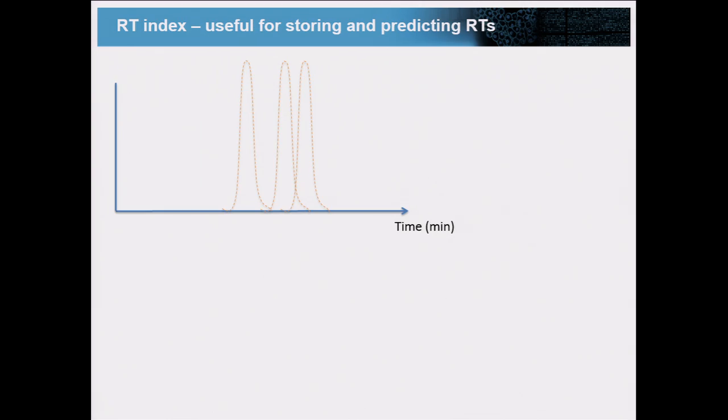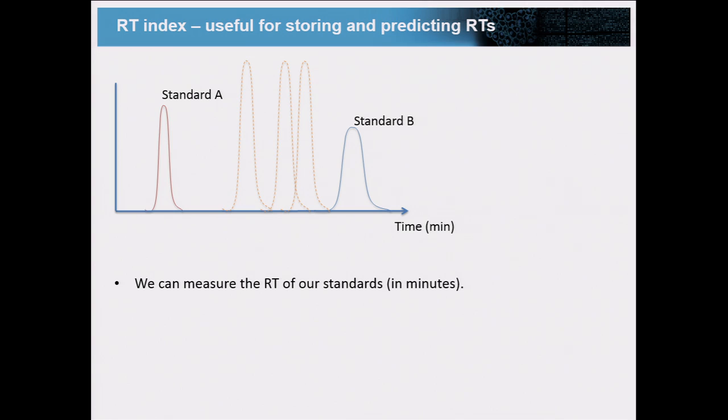So this is one way of storing information, because we store where our analyte elutes in relation to standards. Of course, we can use it the other way around. We can use it for the purpose of prediction. So if we want to guess where our analyte is going to be, so we're not sure if it is going to be in this time point, or maybe this time point or this time point, what we can do is measure our standards.